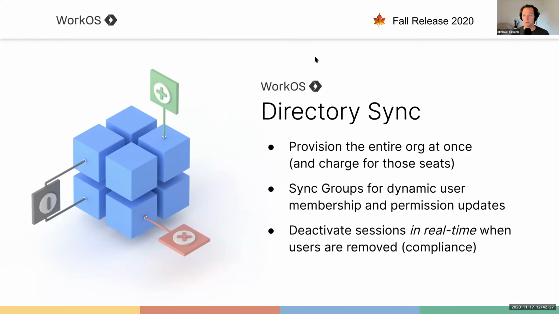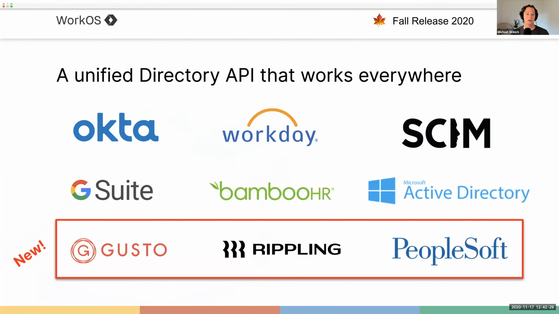And the cool thing about WorkOS, like I mentioned, is it works everywhere. We have support already for Okta, Workday, SCIM, G Suite, Bamboo HR, Active Directory, and we've just rolled out support for Gusto, which is really sweet. Rippling as well, and PeopleSoft. I think it's right on deck. It's essentially rolling out right now. We're adding more and more to these every quarter. We just kind of knock them down.